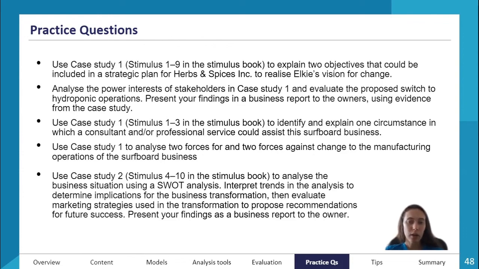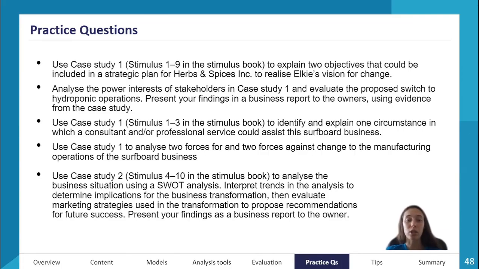Using case study 1 to explain 2 objectives that could be included in a strategic plan to realize the owner's vision for change. And so all of these different aspects that we've covered today are really coming into these different questions. So understanding everything is important.